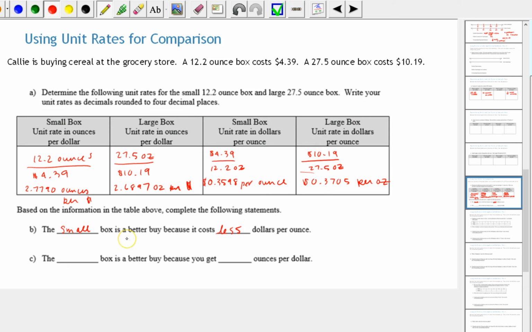Okay, sorry. I filled this in correctly, but I referred to this one when I should have referred to this one. I should probably reorder these. So this was talking about dollars per ounce, which is this. And the small box, notice the dollars per ounce is less. So the small box is better because it costs less dollars per ounce. And we can also say the small box is better because you get more ounces per dollar. This will help them start to interpret unit rates in different ways.